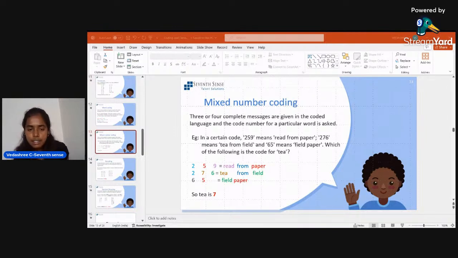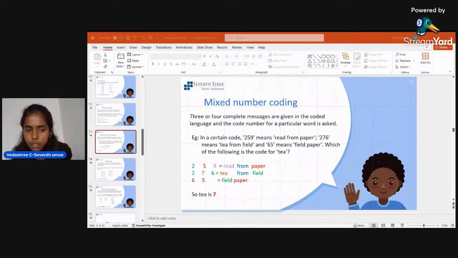Next, 65 means field paper, right? Now we need to compare the second and third series of words, that is tea from field and field paper. In this, which word is common? Field is common, right? And coming to the codes 276 and 65, which number is common? 6 is common. That is why we will assign 6 to field. So in the first step we assigned 2 for from.